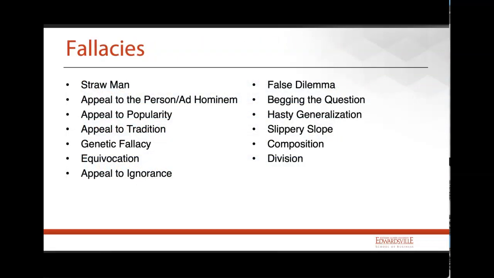So I love this really huge list of critical fallacies. There are many more that can be included on this, but these are some of the most common, and some that are the most challenging, of course, for us to get away from. I'll just read through the list really quick. A straw man argument, appeal to the person or an ad hominem attack, an appeal to popularity, an appeal to tradition, genetic fallacies, equivocation, appeal to ignorance, false dilemmas, begging the question, hasty generalization, slippery slopes, composition, and division.